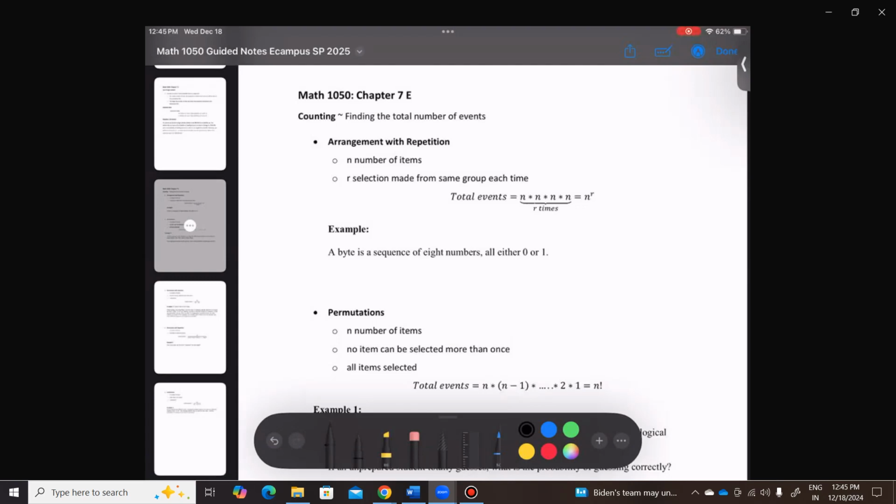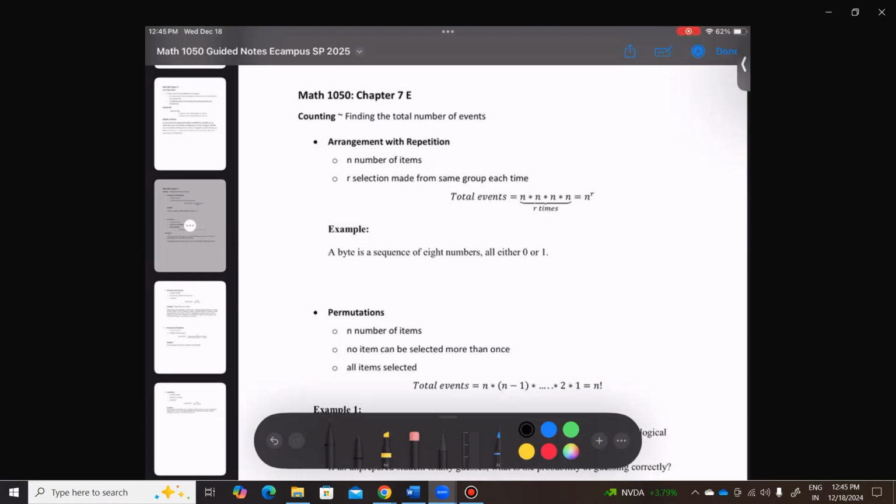First, arrangement with repetition, meaning that you can pick the same item twice or more. N is what we use to determine the number of items. R is the selections made from that list of items. So if we have 5 items and we're selecting 5 times, where we can select any of the items, your R is going to be 5, and your N will also be 5.